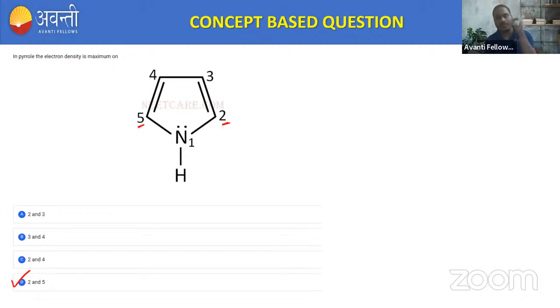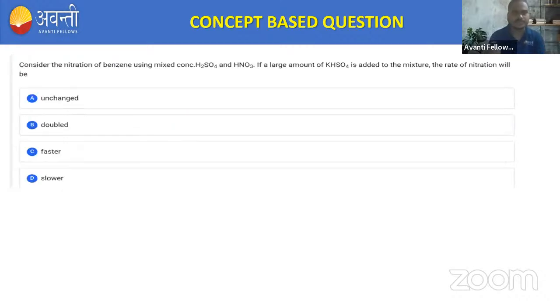So in pyrrole, the electron density is maximum at 2 and 5. Why? Because at 2 and 5, we have a lone pair of electrons, right? So when the attack at point 2 and 5 takes place, the electron density is maximum. Therefore, the maximum electrophile attack is on position 2 and 5 only. Okay?